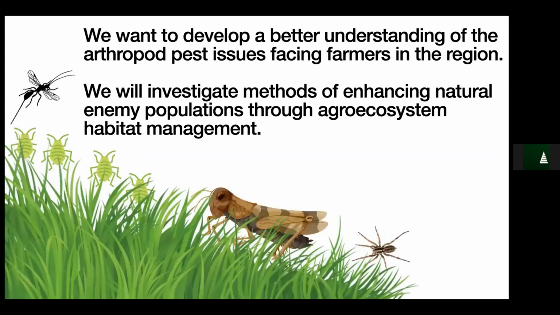So to conclude this short talk here, what we're looking to do is develop a better understanding of the arthropod pest issues facing farmers in the region. And we're planning on investigating methods of enhancing natural enemy populations through agro-ecosystem habitat management. So we want to determine what makes for really healthy habitats that encourage the natural enemies of the herbivore insects and help to keep crop damage below economic thresholds. And that is my talk, and I'm happy to take questions.